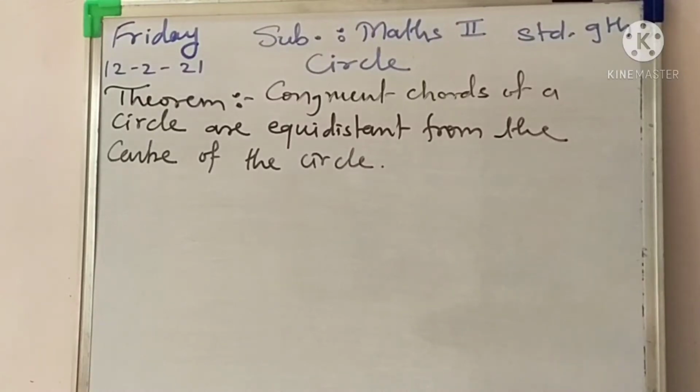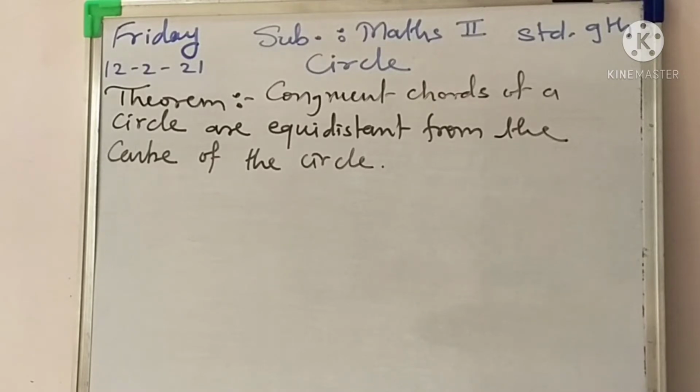Alright students, so let's continue with our sixth chapter, circle. Next we have the relation between congruent chords of a circle and their distances from the center. The property is: congruent chords of a circle are equidistant from the center of the circle, that we have to prove. Means in a circle, if we have given congruent chords, then those chords are equidistant.